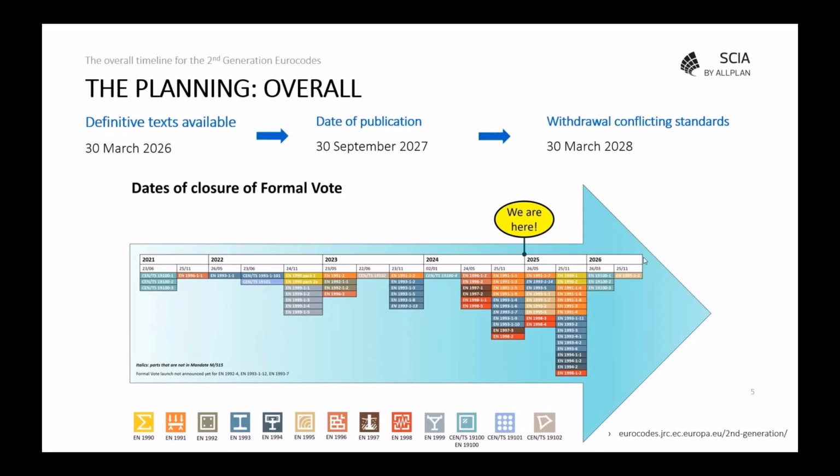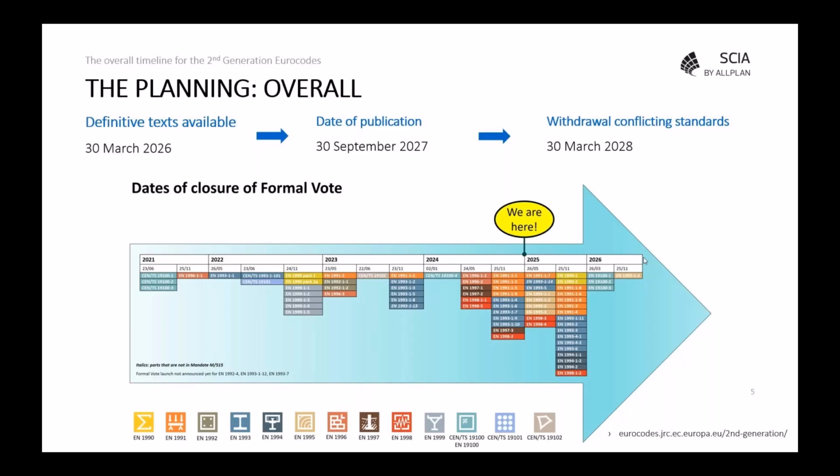This is the time when every country will be able to start drafting their national annexes, although I know that for the parts that have already been finalized, these national annexes in some countries are already being set up. And all of this work will need to be done by the 30th of September 2027, which will be the date of publication for the second generation Eurocode. From that date, they will be official for use.